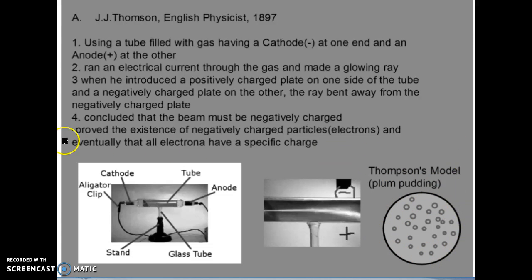And he said, well, they must be just sort of interspersed throughout the atom, like raisins or plums in pudding. Sort of like chocolate chips in chocolate chip cookie dough. Think of it that way. So just dispersed throughout. He really had no idea how they were arranged in there, and he didn't have any way to find out using these methods.